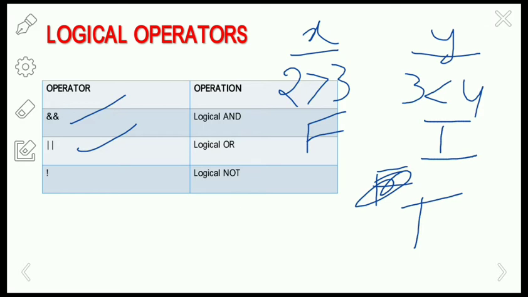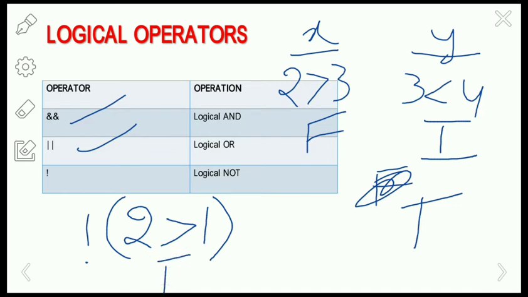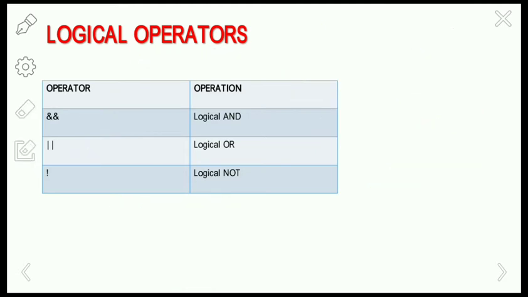And the logical NOT operation. Okay, so 2 is greater than 1, which is true, right? So for the logical NOT we are going to apply the negation operation on 2 greater than 1. 2 is greater than 1, which is true, and after applying the negation operation it will be, okay, the logical NOT simply reverses the state of the operand. Here the state of the operand is given as true, and after applying the logical NOT it will become false. So this is about the different types of logical operators.